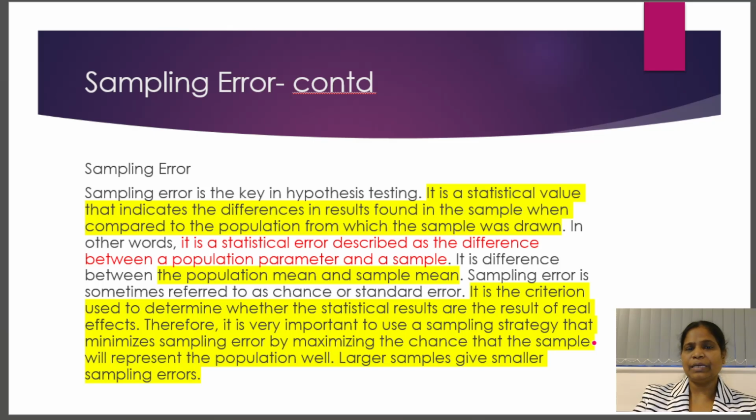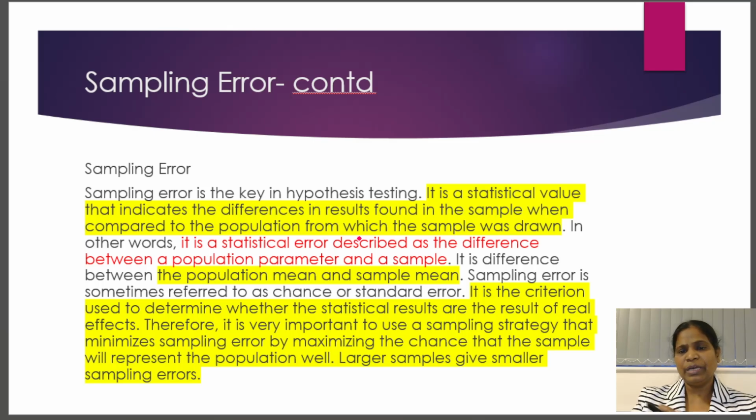Sampling error is a key element within hypothesis testing. In sampling errors we have type 1 error and type 2 error. Anyway, we'll go into detail regarding those later. It is a statistical value that indicates the difference in results found in the sample when compared to the population from which the sample is drawn. So the population mean is there and the sample mean is there, but these two do not coincide. There is a difference. Then we say sampling error has occurred.